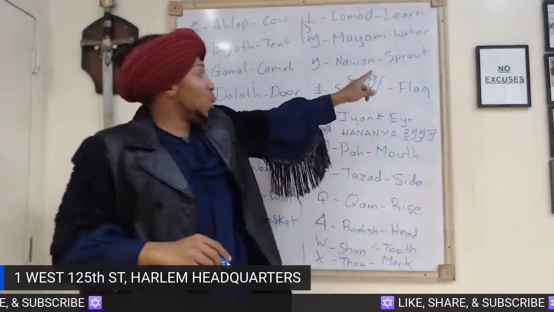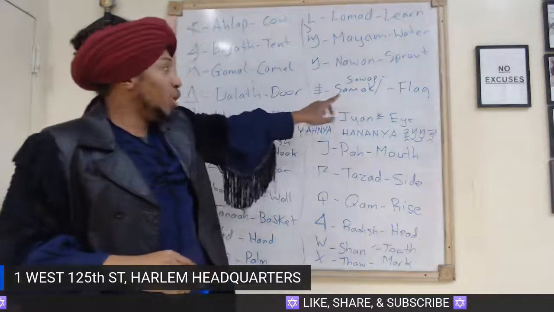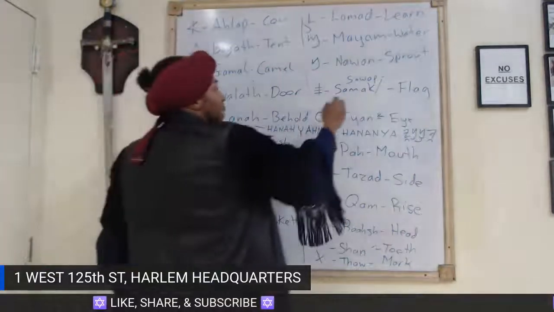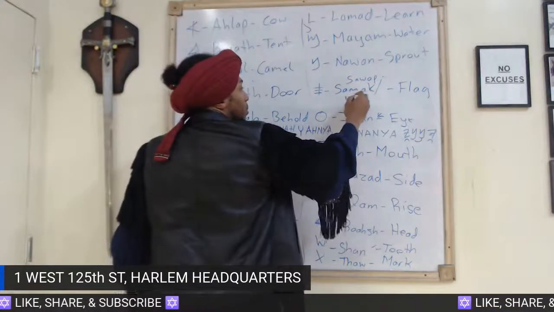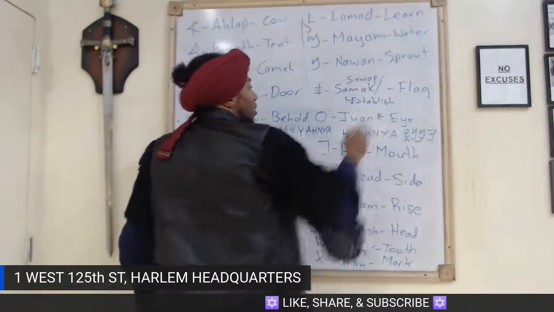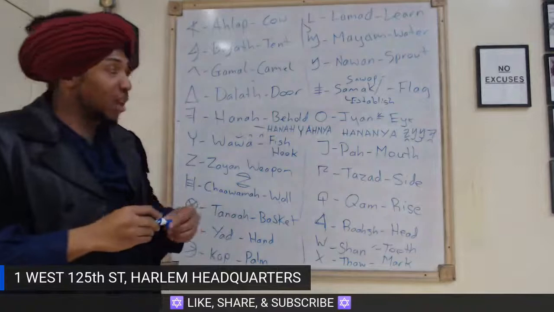The word for flag is samak. Right? All the books say samak. And that word samak means established. You want to establish a land. You want to establish rules for the land. You're going to put a flag there.